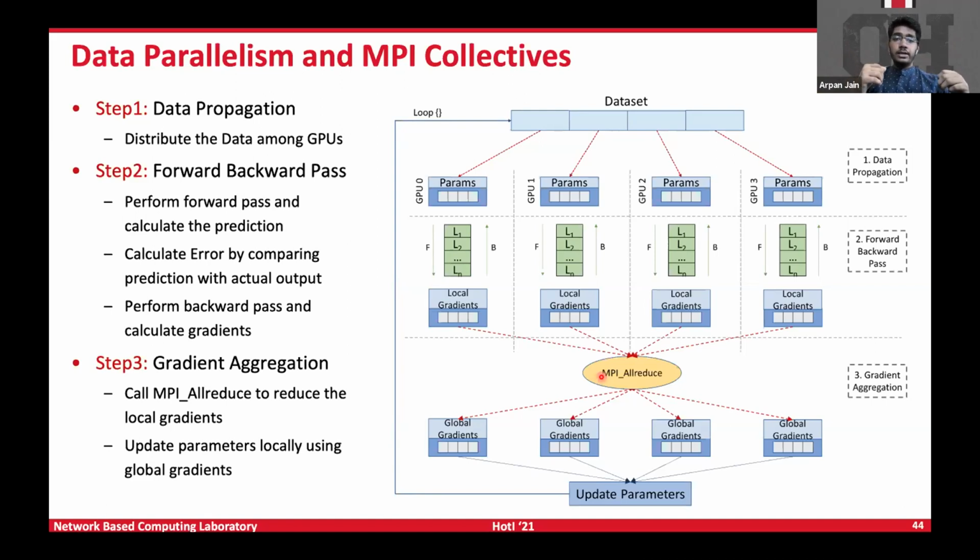Suppose that you have a local gradient of size 100. You have an array of 100 elements. Let's take an example here: 100 elements of local gradients on each GPU. MPI all reduce will do the element-by-element summation operation. So the first element of the array on GPU 0 will be added to the first element of the array on GPU 1, 2, and 3, and the output will be available to all the processes. So this is the element-wise summation operation. Don't worry about it. We are going to explain the MPI all reduce in more detail. Okay, I got it.